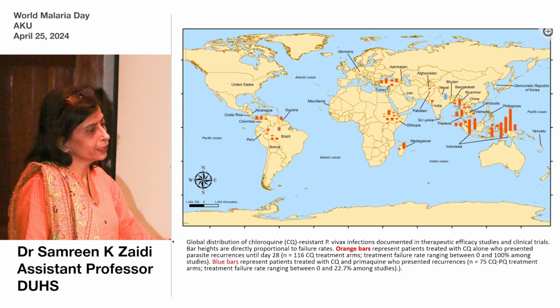And this is another map which is showing efficacy studies, and the orange bars are telling us the treatment failures in patients who were treated only with chloroquine, and the blue bars are showing studies where chloroquine and primaquine were used for treatment and they resulted in failures. Unfortunately, we do not have studies from Pakistan or India on this. So it means chloroquine resistance is less in Pakistan, and for non-falciparum species, again I'm saying chloroquine is the drug of choice.